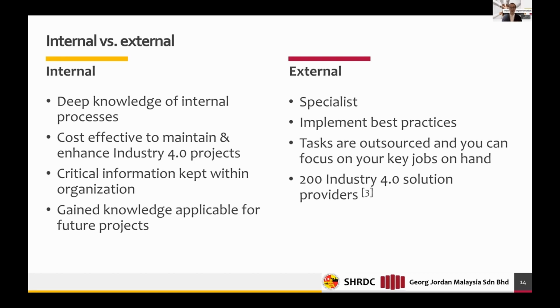If you hire external, you definitely hire a specialist. They know what they have to do. And secondly, they usually implement best practices. Thirdly, you definitely got a lot on your plate. Once you outsource Industry 4.0 project implementation, you get to look at your operations and other critical aspects. Fourthly, according to the Federation of Malaysian Manufacturers, there are 200 Industry 4.0 solution providers available in Malaysia. So you definitely find the right one for your organization.